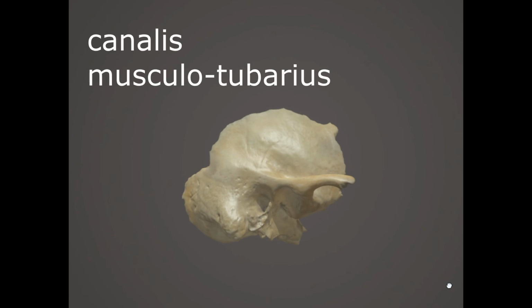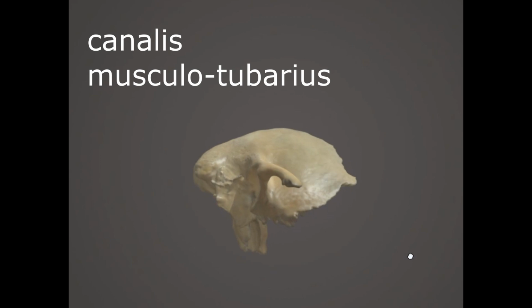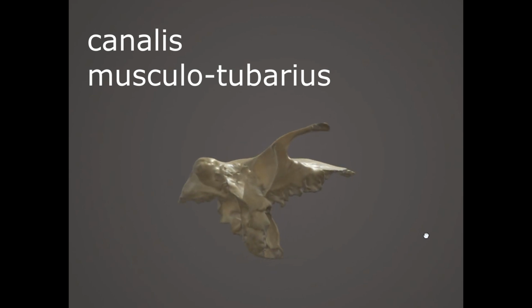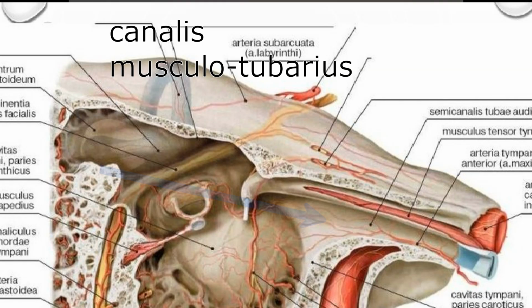Musculotubal canal, Canalis musculotubarius, shares a common wall with the carotid canal. It begins at the anterior margin of the petrous part of the temporal bone, at the border with the squamous part. The canal runs backward and laterally, opening onto the anterior wall of the tympanic cavity.